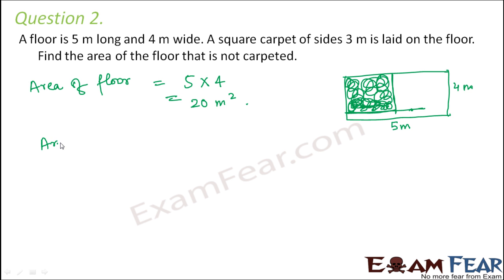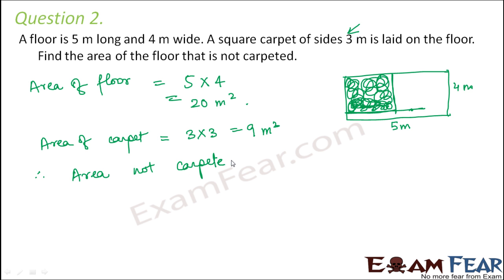Now let us find out the area of the square carpet. Area of the square is side into side. Each side of the carpet is 3 meters, so 3 into 3, that is 9 meters square. Therefore, the area which is not carpeted, how do we find that? From the total area, we subtract the area which is covered by the carpet. So that is 20 minus 9, that is equal to 11 meters square. So 11 meters square is the area which is not carpeted.